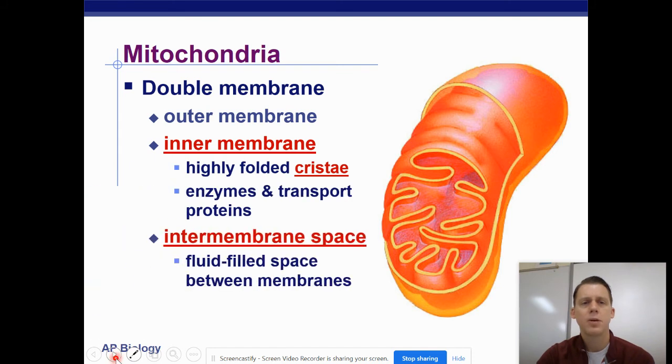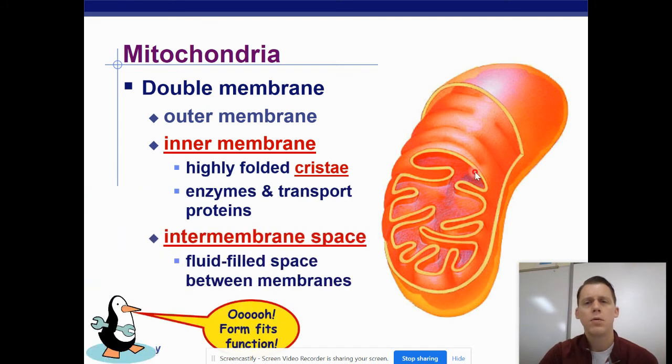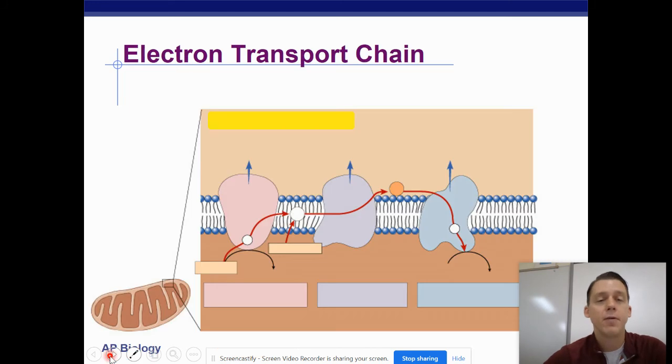Okay, so this is going to happen on the highly folded inner membrane. This process is really important, and that is why the inner membrane is so folded, because we need as much surface area as we can for the electron transport chain to happen many, many times. So it's happening on this high surface area, highly folded inner membrane. So that's what we're going to focus on.